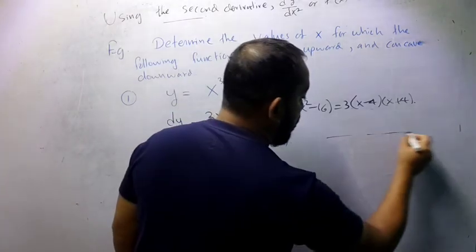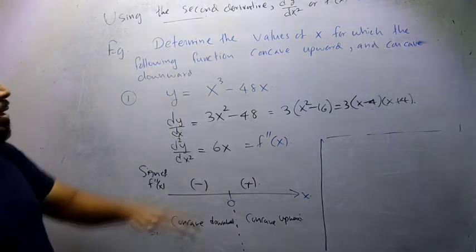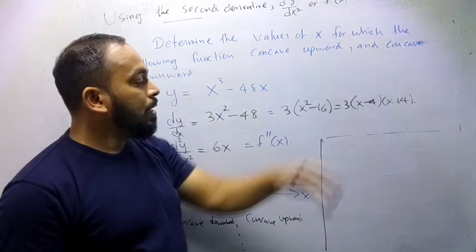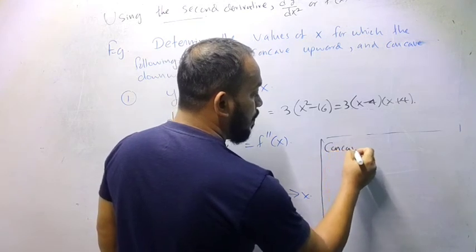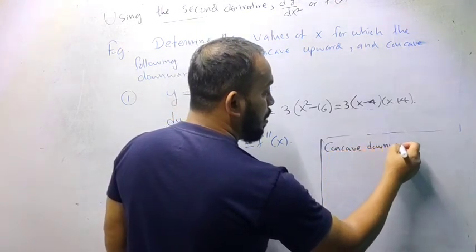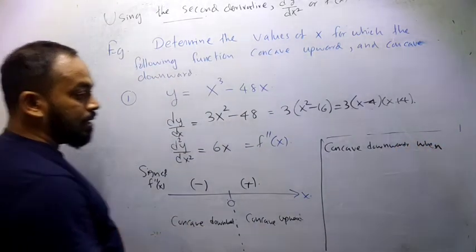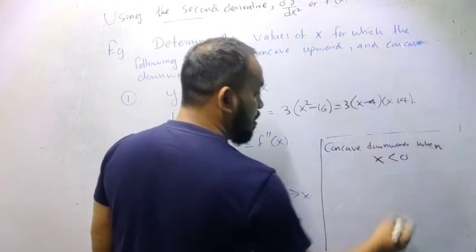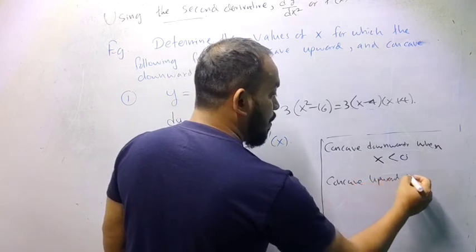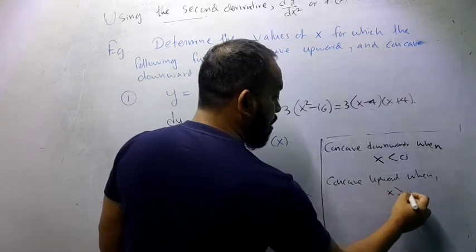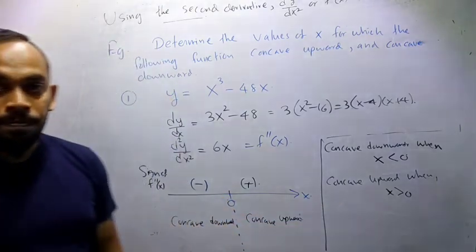So let me take this space to write down the answer. They are asking us to find where the function is concave upwards and where the function is concave downwards. So we can write this down: concave downward when x is less than 0. Then concave upward when x is greater than 0. So, concave downward and concave upward.